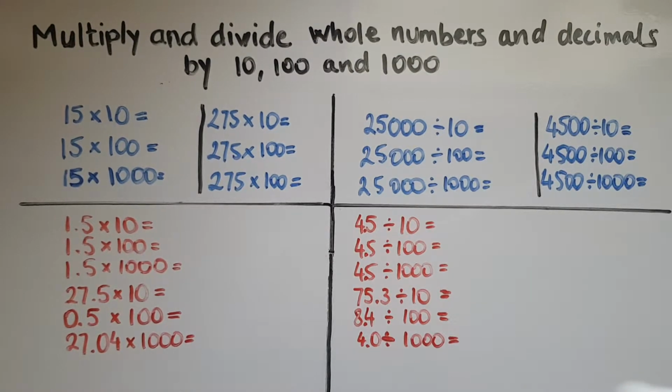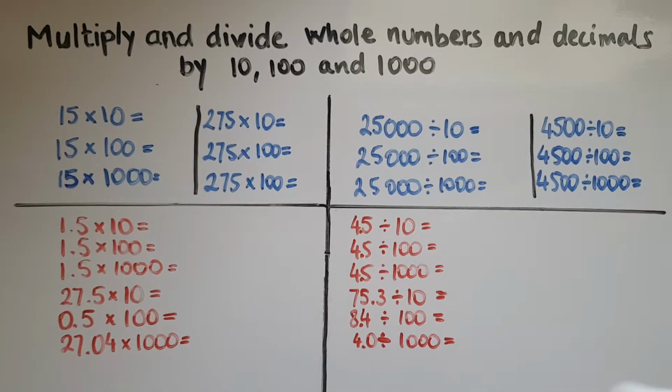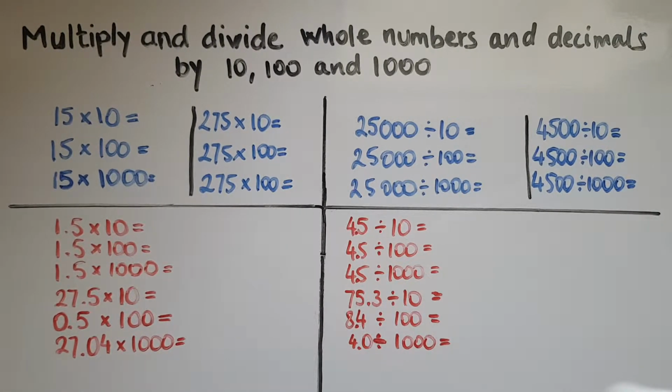In this video, we'll learn to multiply and divide whole numbers and decimals by 10, 100 and 1000. We use this skill in everyday life when it comes to working out the cost of 100 items, 10 items or 1000 items, or sharing out costs between 10 people, 100, 1000 maybe.